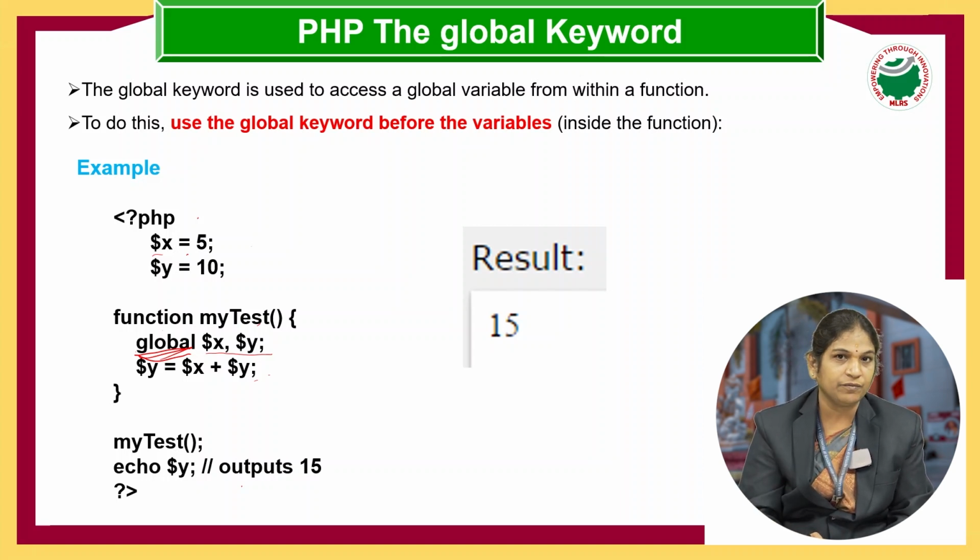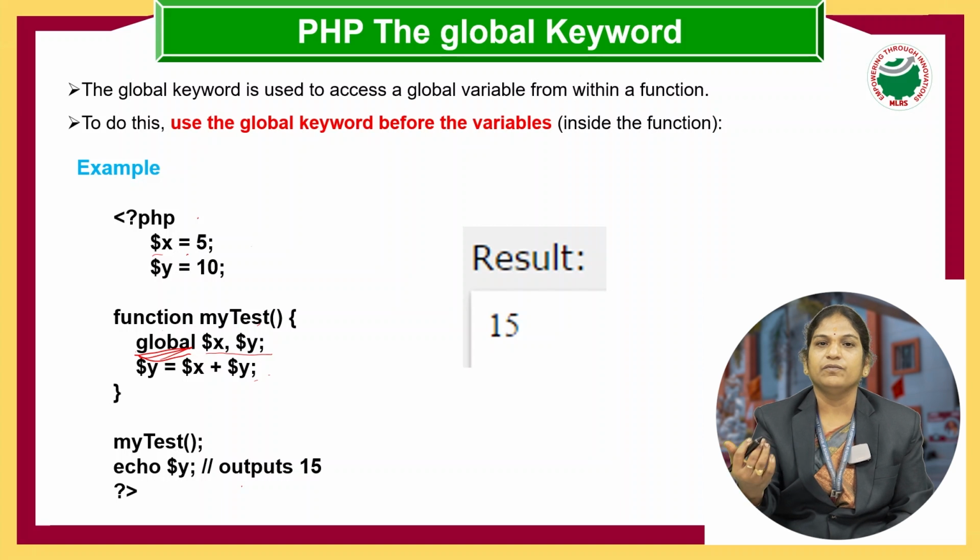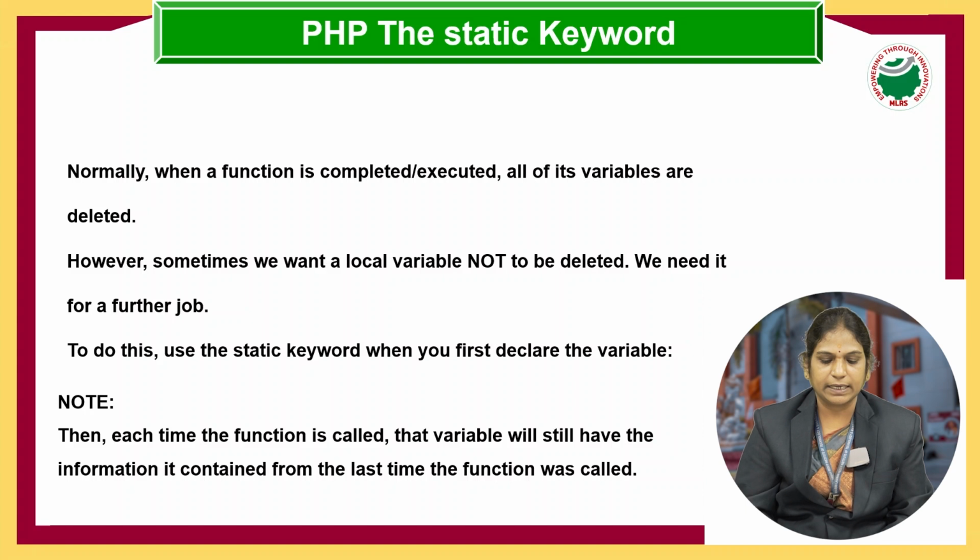because as I have used the global keyword, variable values can be referred to inside the function if we use the global keyword. If we are not using the global keyword, its values are not going to be accessible or referred to inside the function. And the static keyword.